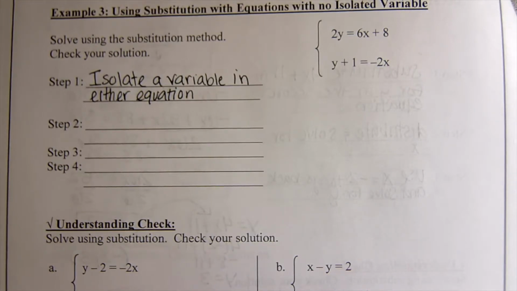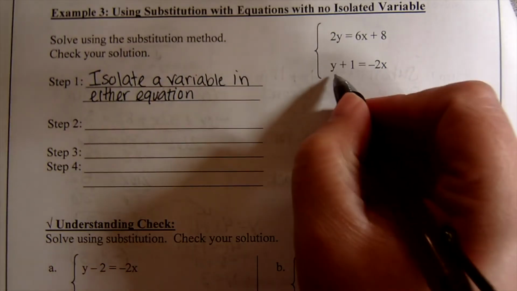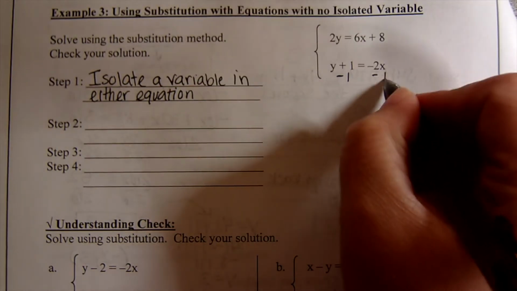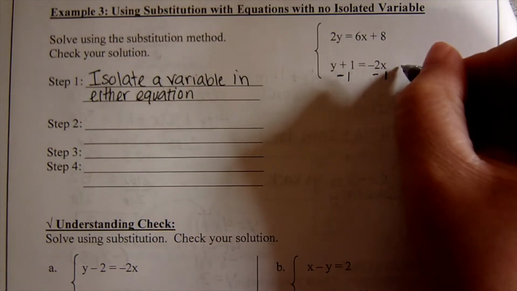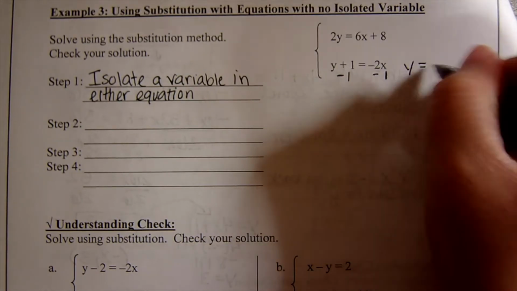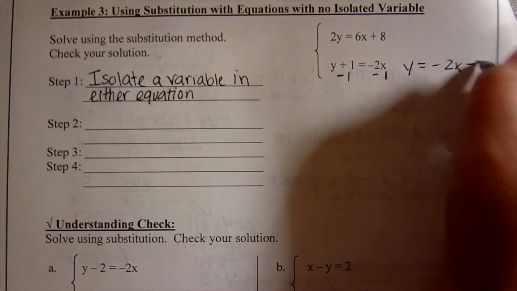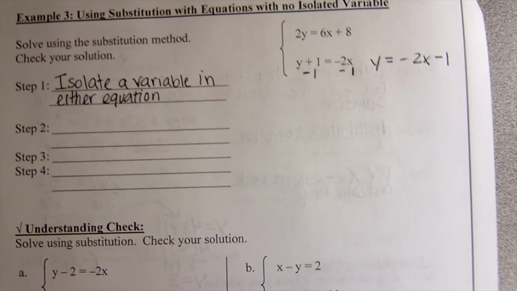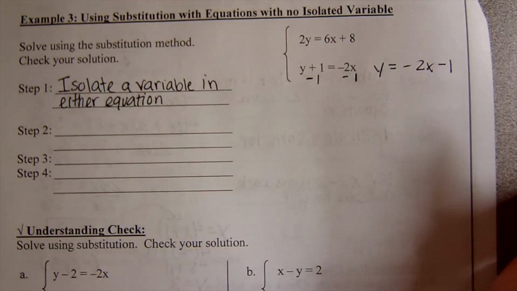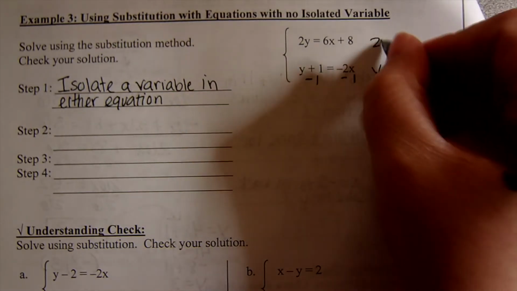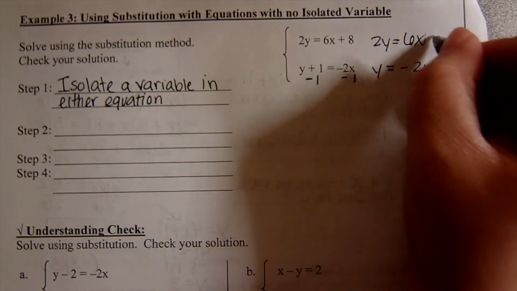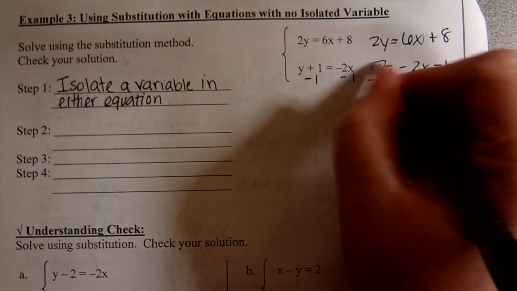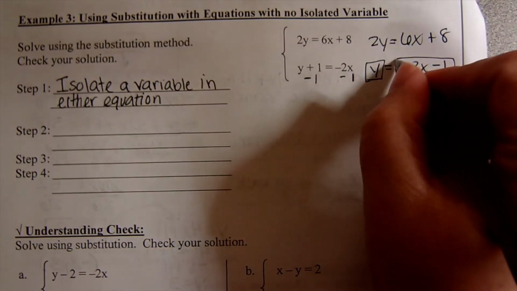For this one, I think it would be easiest to get the y by itself in the second equation, so I'm going to go ahead and subtract 1 from both sides. So this new equation becomes y equals negative 2x minus 1. From the top, would you just divide 2? Mm-hmm. Okay. So the top one I'm going to keep the same. And I got the bottom one to get y by itself. So y is now known as negative 2x minus 1.